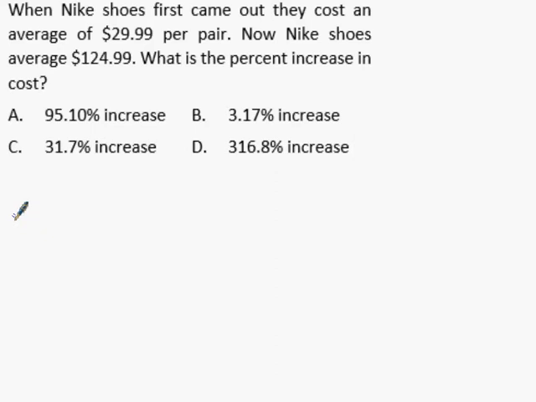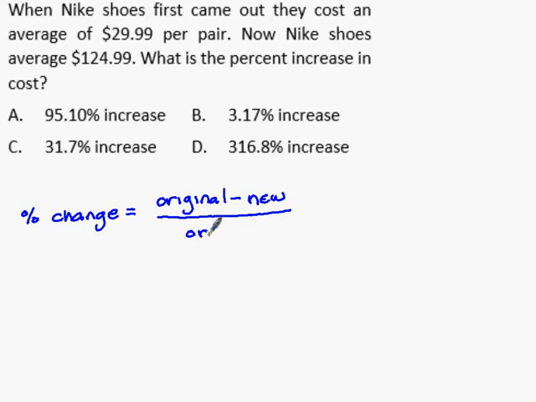So we need to use the percent change formula. The percent change formula looks something like this. It's the change, or the original minus the new, and then you divide that by the original value. And then to turn it into a percent, you need to multiply it by 100, or just shift the decimal place over 2 spots.